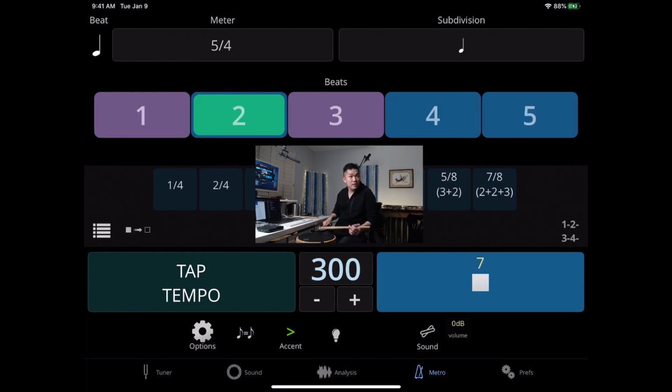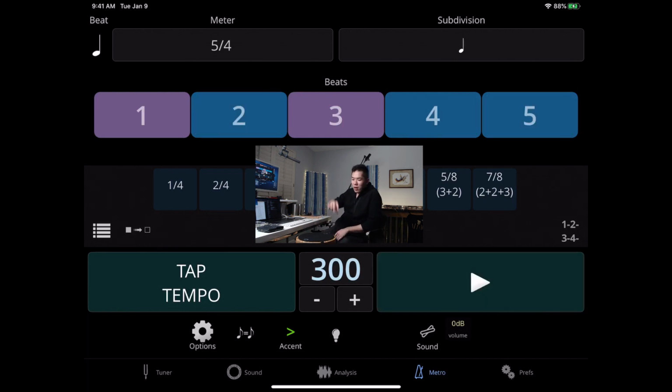You add the sticking, diddle. Right? And this is 300 at 5-lets.